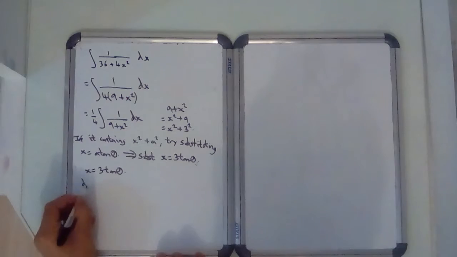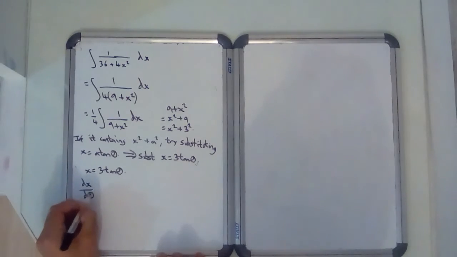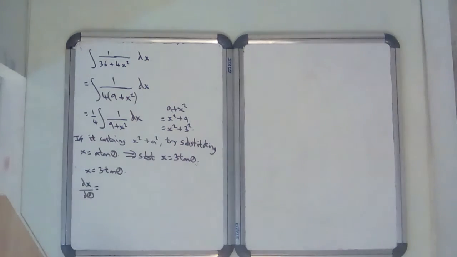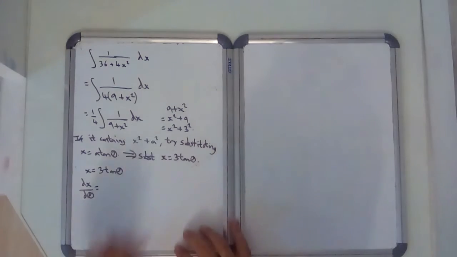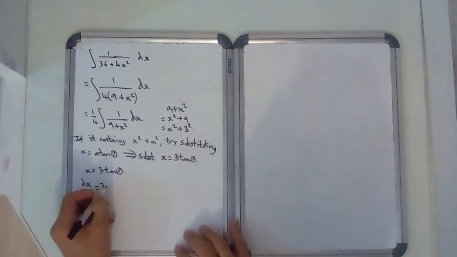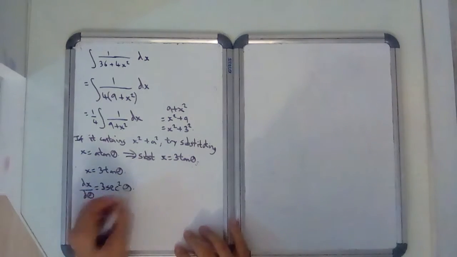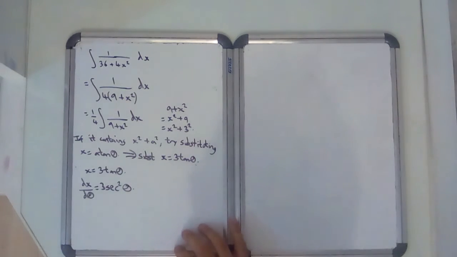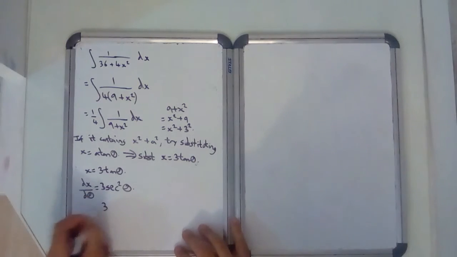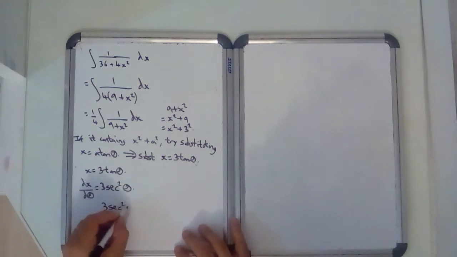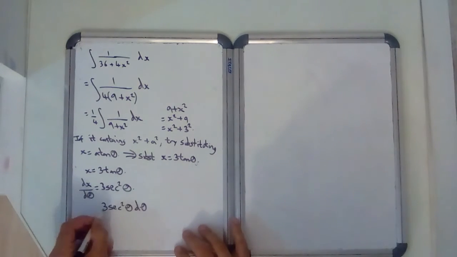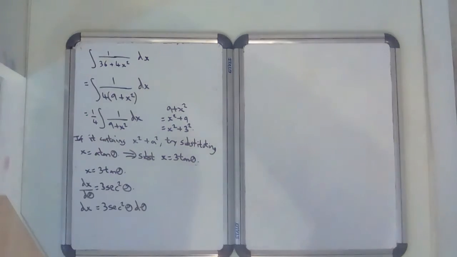So I'm going to do dx by d theta. Well, hopefully you know that tan theta differentiates to sec squared theta. If you didn't know that, then it's in the formula book anyway. So 3 tan theta is going to go to 3 sec squared theta. So dx is going to be 3 sec squared theta d theta. That's dx, which we're going to substitute when we transform the integral.